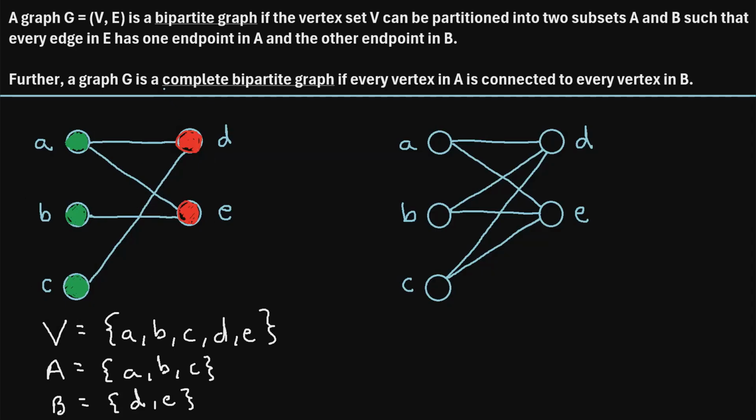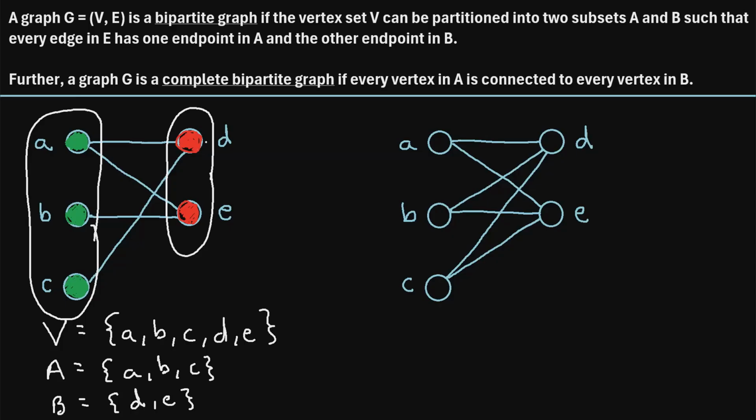Now, in order for a graph to be a complete bipartite graph, it means that every vertex in A needs to be connected to every vertex in B. So if we consider our subset A right here, is every vertex in this subset connected to every vertex in this other subset B? Well, we can see that, for example, vertex B is not connected to vertex D. And we can also see vertex C is not connected to vertex E. So although this is a bipartite graph, it is not a complete bipartite graph because every vertex in this subset A is not connected to every vertex in this subset B.